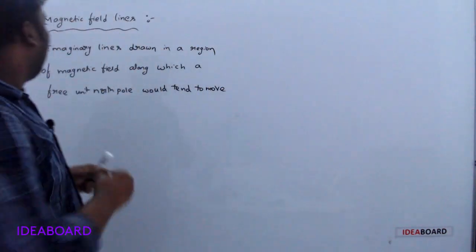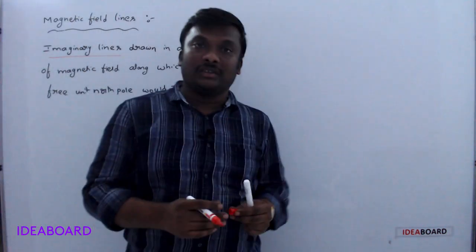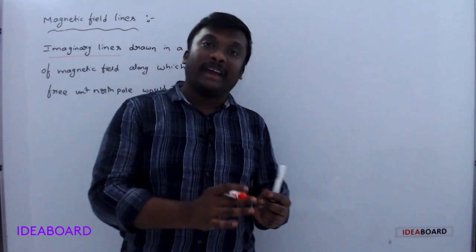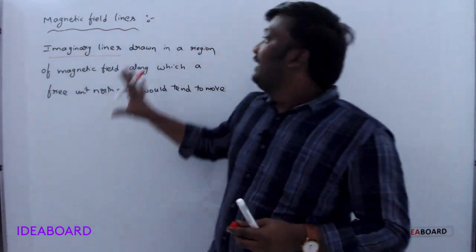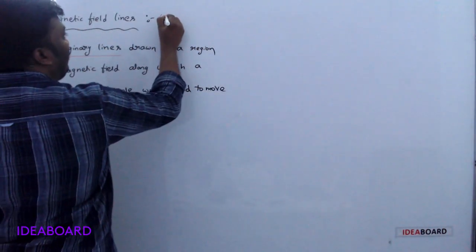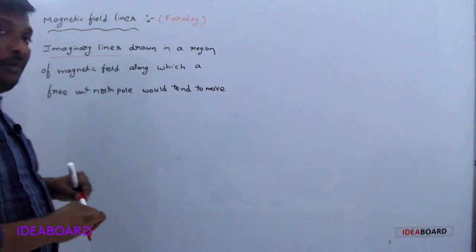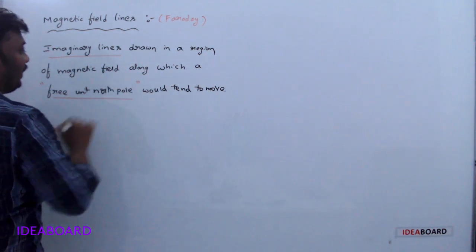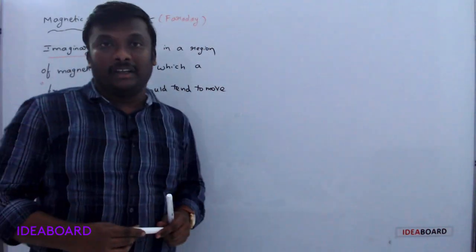What is this? These are imaginary lines, so they do not exist in nature. But to visualize the magnetic field around a bar magnet or around any current carrying conductor, this is required. These magnetic field lines were explained by Faraday. In this we always describe how a unit north pole will move in the region of the magnetic field.